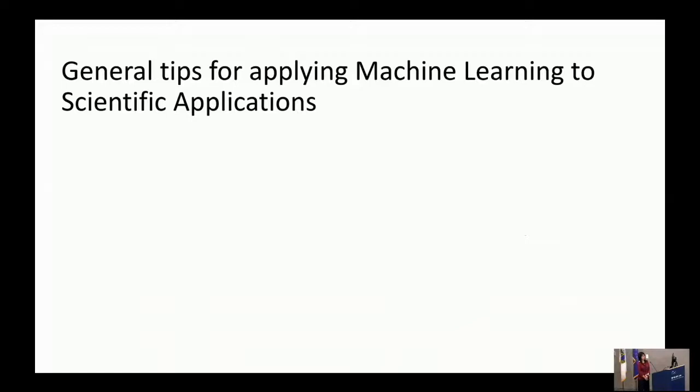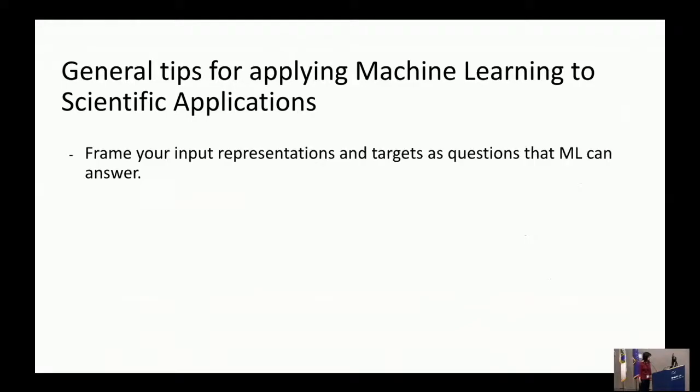Throughout this talk, in addition to telling you about my project, I hope I can leave you with a couple of lessons that I've learned about how to think about machine learning, how to apply machine learning to chemistry problems. In particular, I think it's really important to be able to frame both the input representation and the targets as something that machine learning can model. So you have to find a way to discretize your inputs and discretize the target output, in order for it to be representable by machine learning.